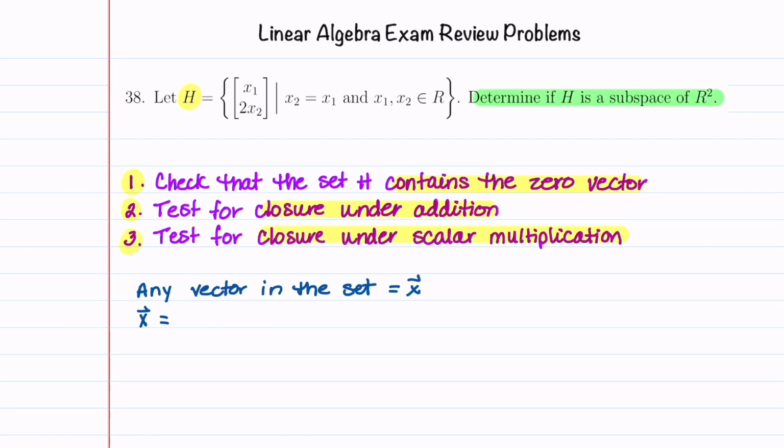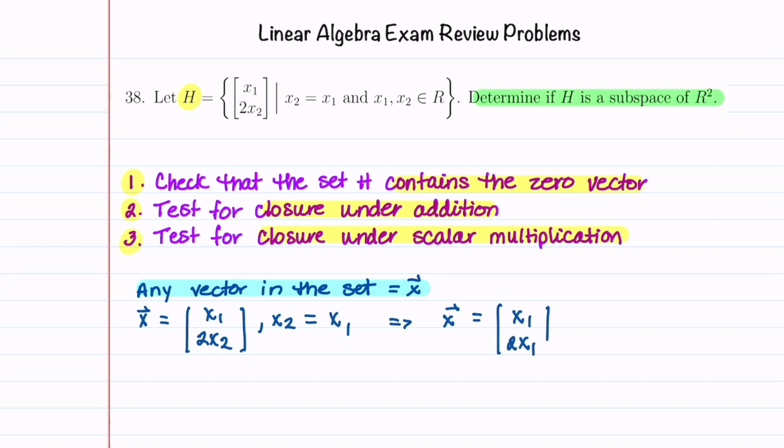I always begin these problems by letting any vector in the set be equal to x and then writing down what x is equal to. According to our H up above in our problem, our vector x is the vector x1, x2, where x2 is equal to 2x1. Let's go ahead and plug that in. So we get that vector x is equal to x1, and then for x2, we're going to plug in that x2 is 2x1, so we get a 2x1. So any vector in our set is in this form.